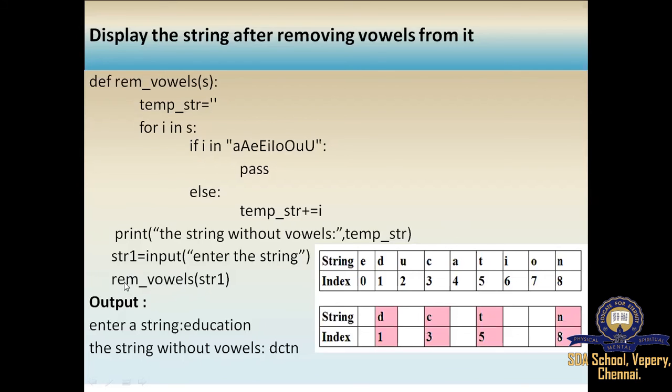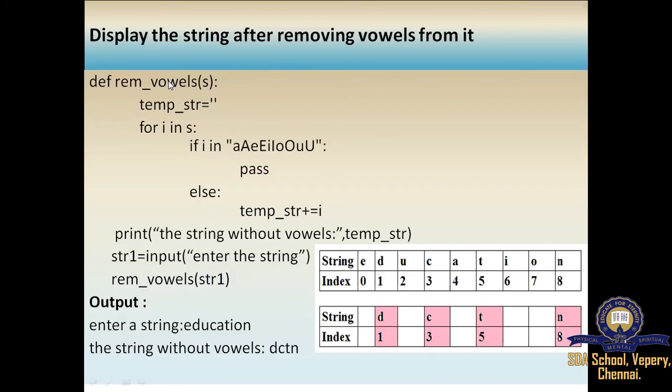When you call the function, you pass this argument. What does str1 contain? It contains the string education. And this string is being passed on to the parameter s. Clear? Your parameter s in your user-defined function will receive that argument. What is this argument? str1. str1 contains what? The string education.